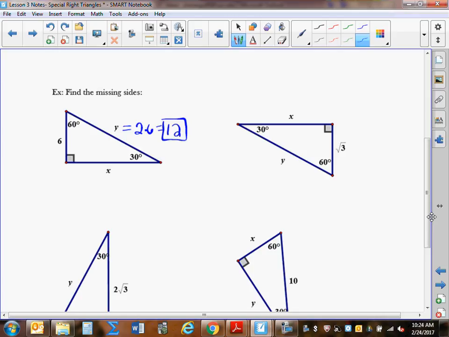Now my long leg is the weird one. What is that going to be? Okay, 6 square root of 3.